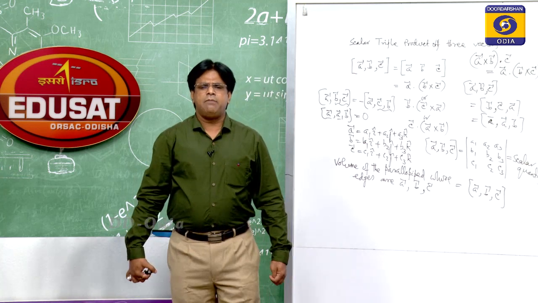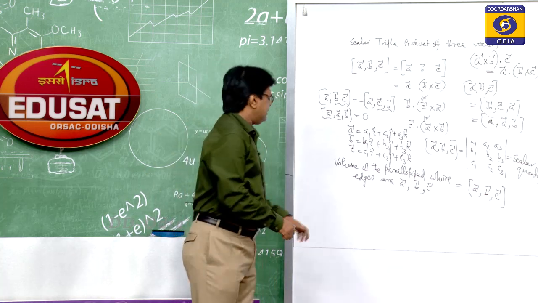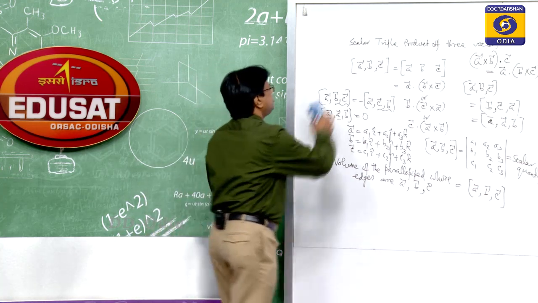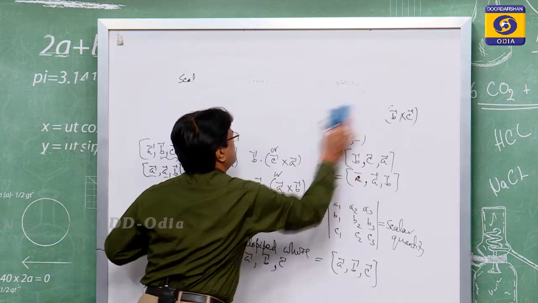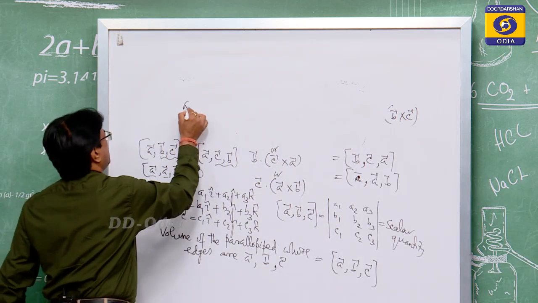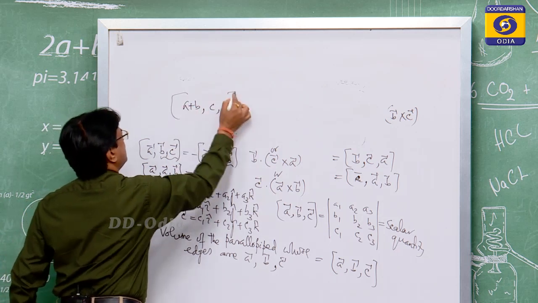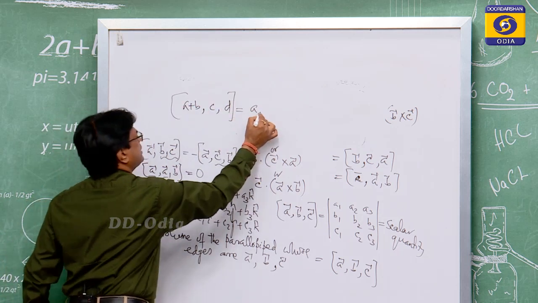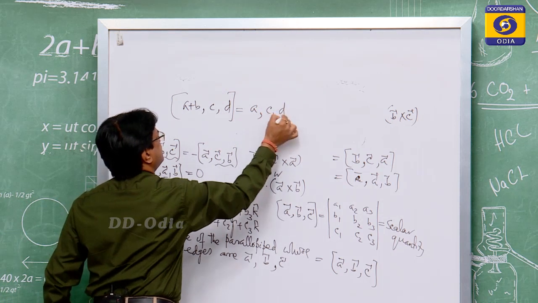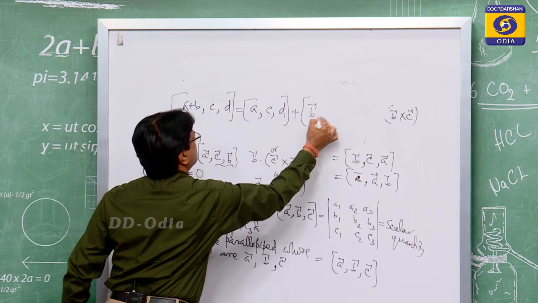Then, if A, B, C, D are 4 vectors, then A plus B, that is also important for short questions. This is also important for short questions. Suppose you are given the scalar triple product of A plus B, C, D, then can we write the scalar triple product of A, C, D plus that of B, C, D.